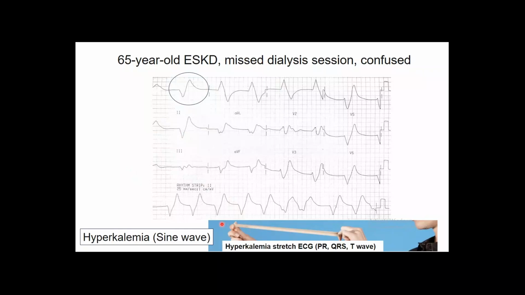Hyperkalemia causes stretching of the ECG. So it causes PR interval prolongation, QRS complex prolongation like this, and might cause T wave hyperacute or peaking of T wave like this patient. So this patient has life-threatening hyperkalemia and should undergo dialysis after giving membrane stabilizing agents like calcium gluconate.